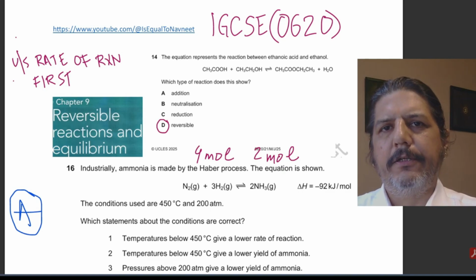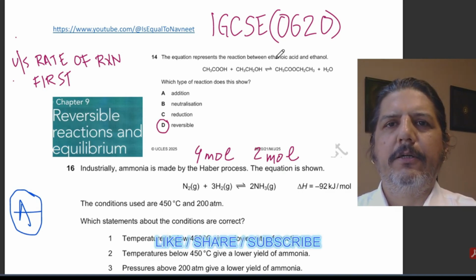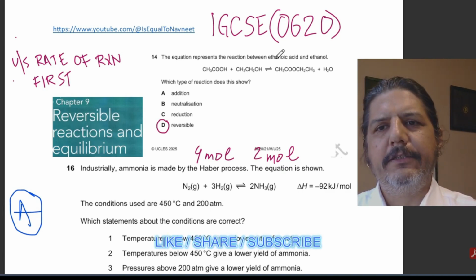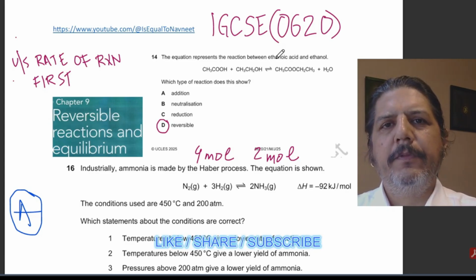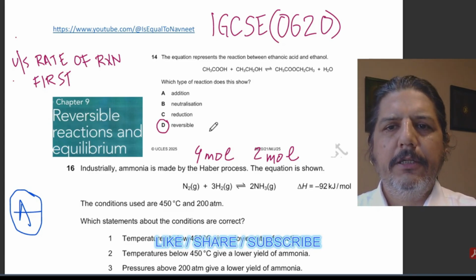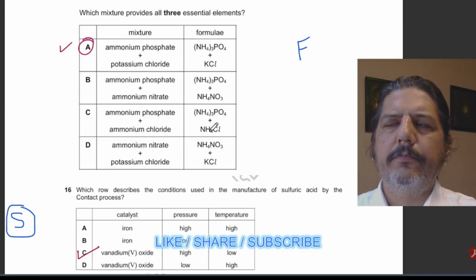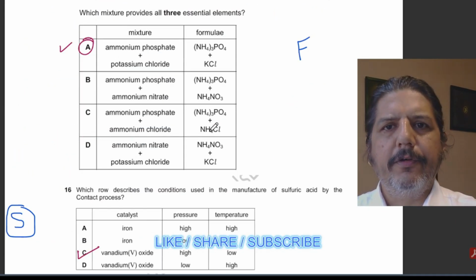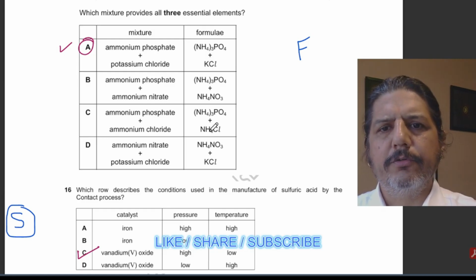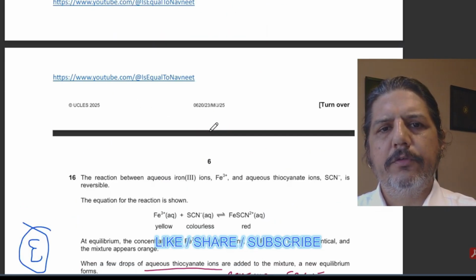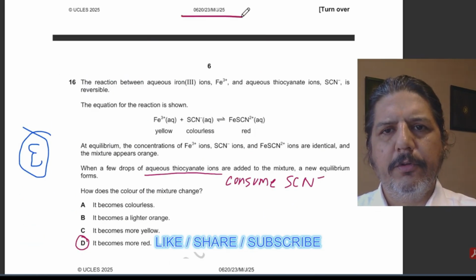Welcome to another lecture. In this lecture, we'll be doing past papers of IGCSE 0620 Chemistry. The chapter that we'll be dealing with today is reversible reactions and equilibrium. If you look at the PDF, what I've done is from the last about 2 years, 25 and 24, and a few questions from 23 also. So I've taken a series of questions from the past papers only.